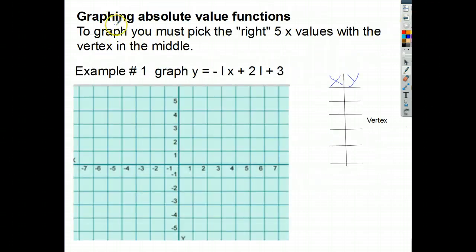One of the things that we're going to do is graph absolute value functions. To graph, you must pick the right 5 x values with the vertex in the middle. So let's take a look at this first example. y equals negative, but now remember there is a 1 in front of that, right? Negative 1 times the absolute value of x plus 2, plus 3. So our first thing would be to write down what the vertex is, and I like to write it right underneath the problem so I can work on my signs.